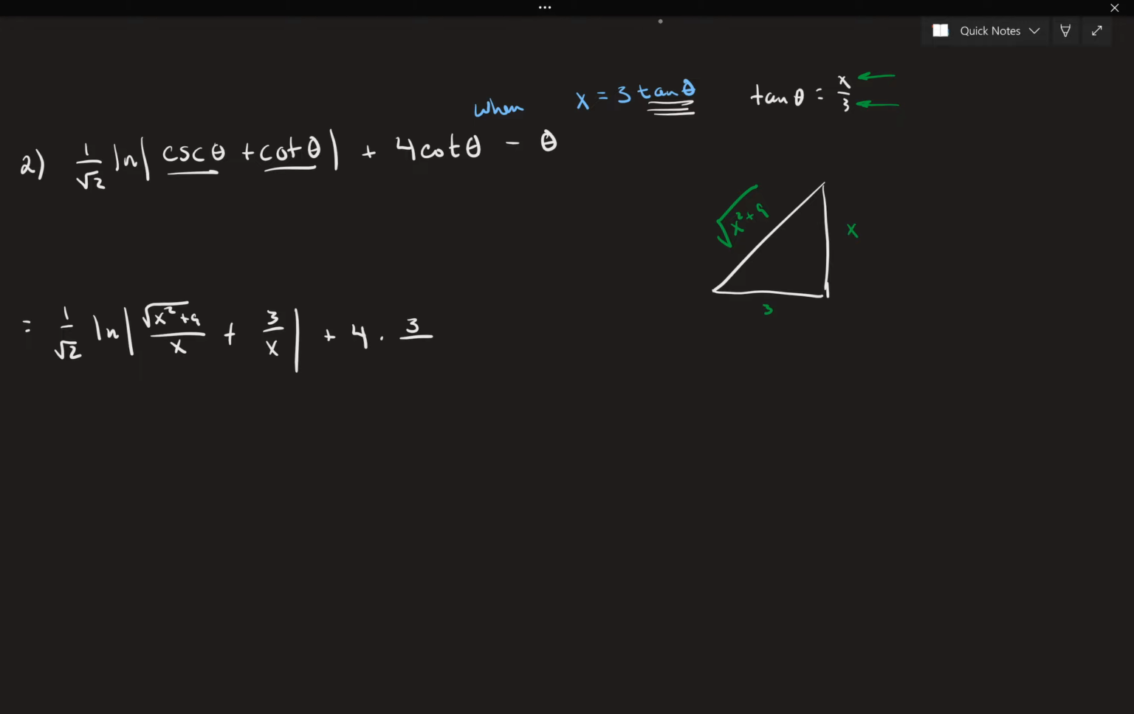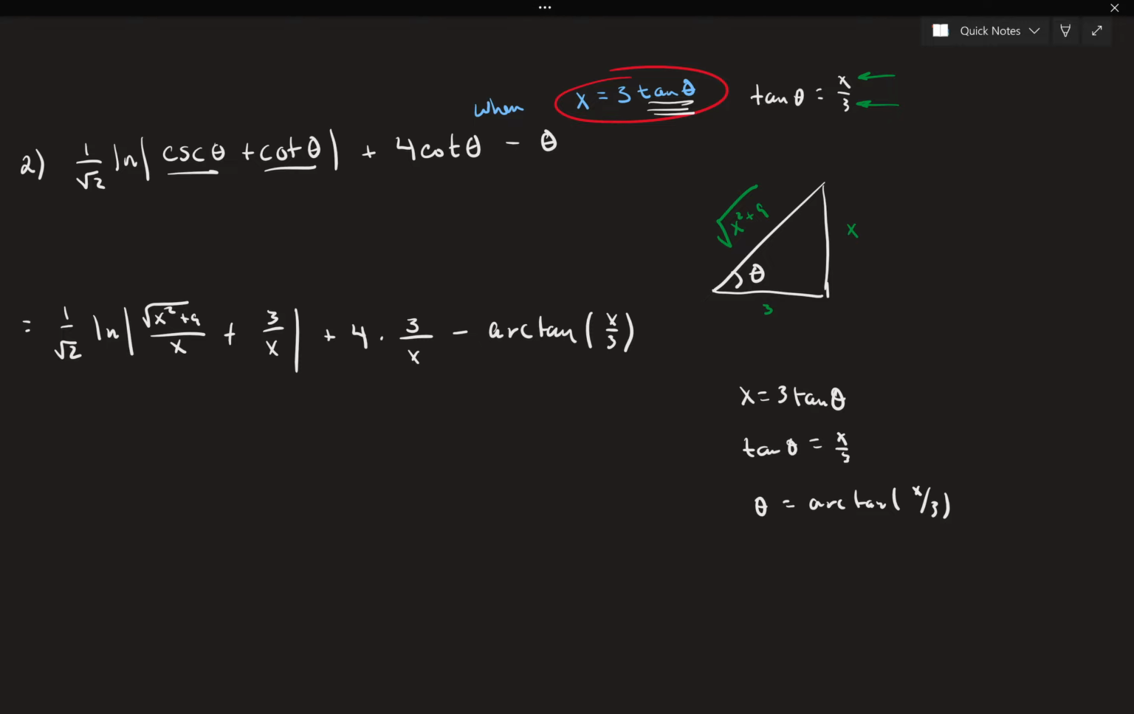It's adjacent over opposite. Minus, and theta I don't have on my triangle. Sorry, I should have labeled it. Theta's right here. Theta I don't have on my triangle. I only have the trig functions of theta. So I have to go back to my substitution and solve for it. So if x is 3 tan theta, then tan theta is x over 3, and then theta is arctan of that. So my theta, I can just copy it. Arctan x over 3, and that's it.